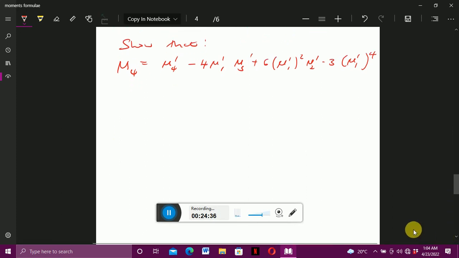So our lesson ends there. We have been able to show that we usually get moments about the mean from moments about a point.